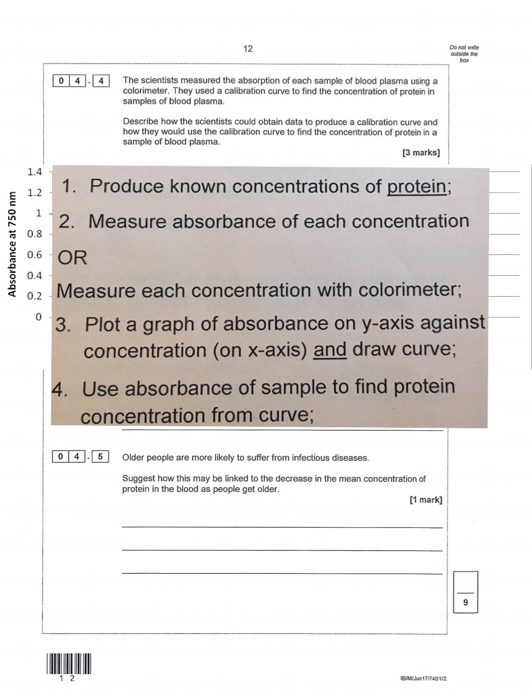The final part of this question tells us that older people are more likely to suffer from infectious diseases. We're asked to suggest how this may be linked to the decrease in the mean concentration of protein in the blood as people get older. Now, because this is a question about disease and infection and illness, there really is only one type of protein that this question could be asking about, and that is, of course, antibodies.